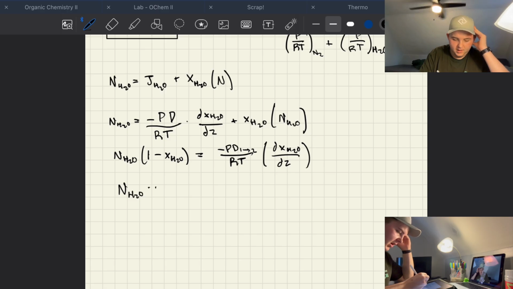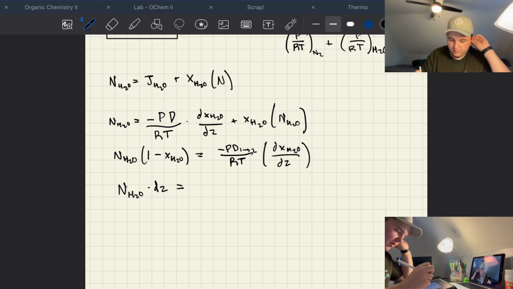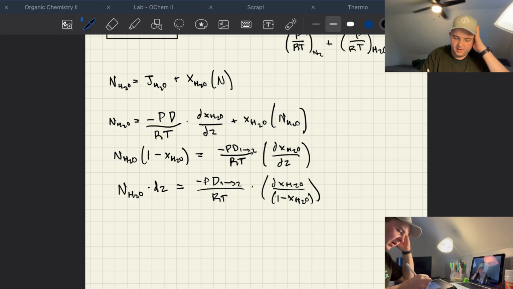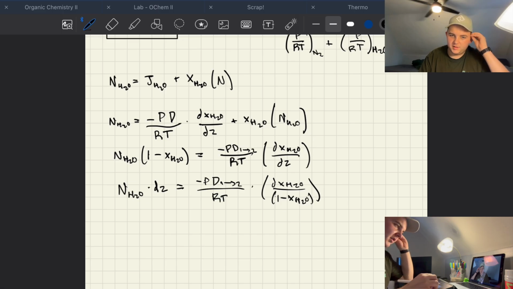So we're going to have NH2O times dz, because we can just multiply that over, right? Yeah, and then we'll divide by 1 over x. Okay, that was easier than I thought. I don't know why I tripped up on myself, because we can simply just swap these values. Sometimes this basic algebra gets me. Okay, that looks good. Now we can integrate, but we've got to find a range first for the integrals.